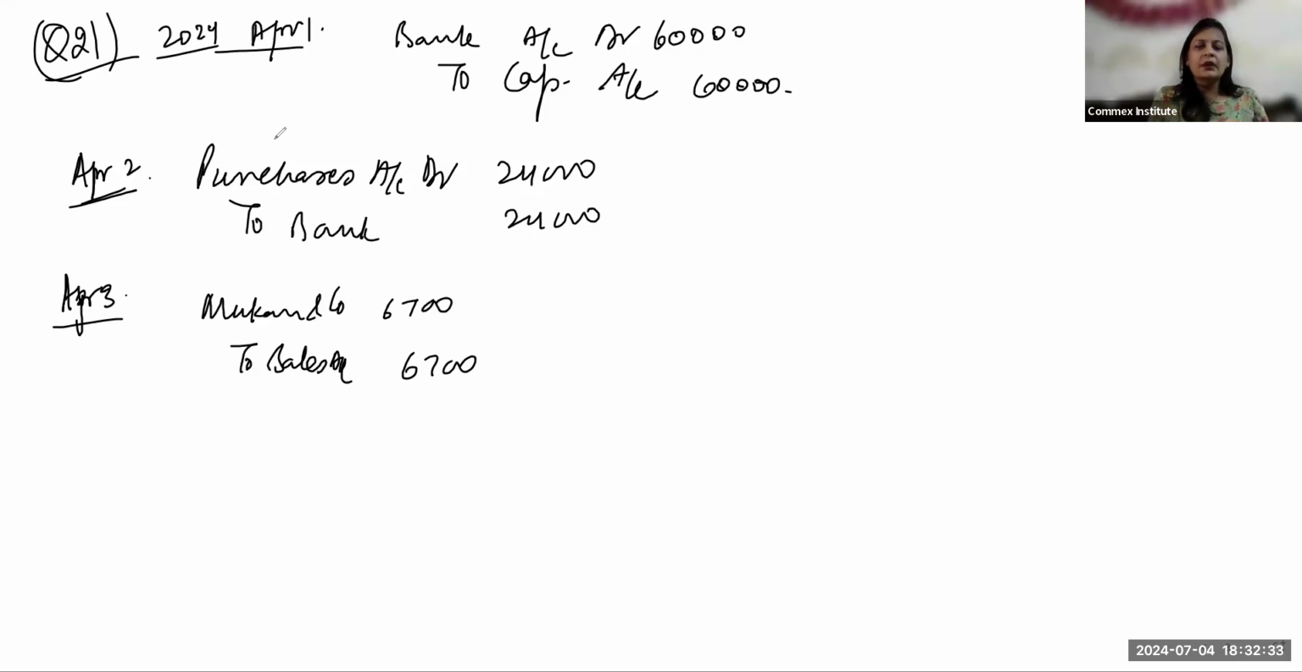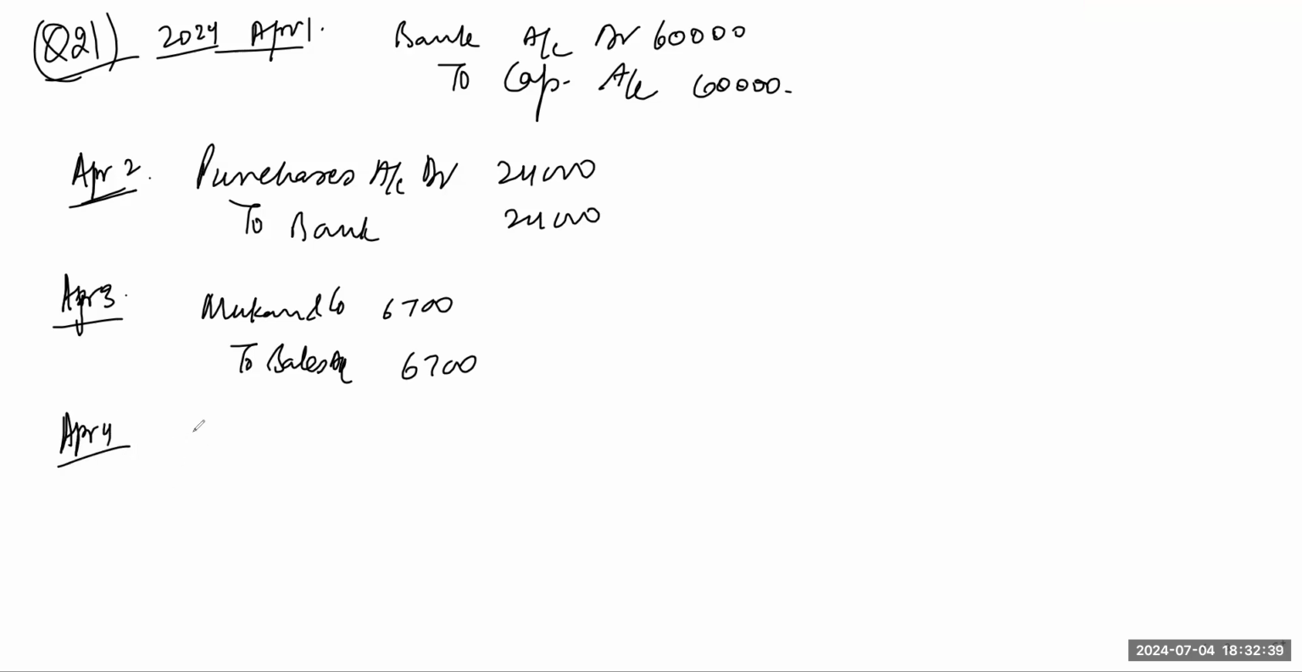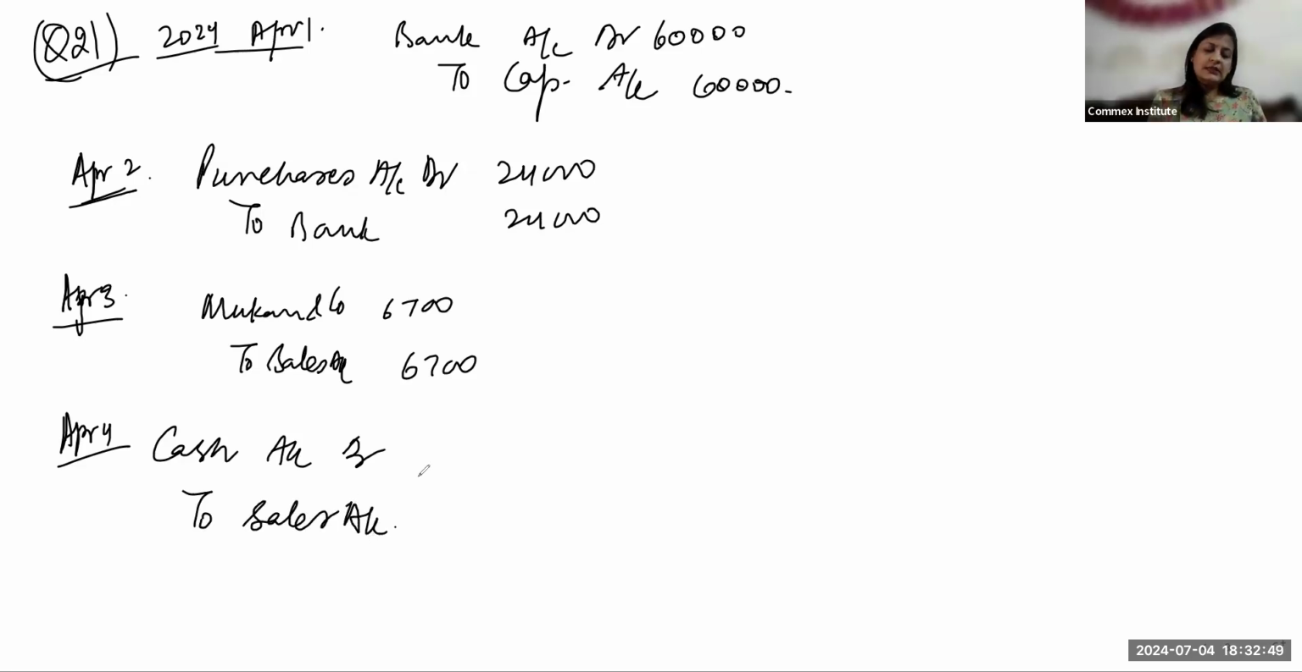Next one, Suparnika. April 4. Ma'am, cash account debit to sales account, 10,900. Yeah, 10,900, 10,900. Correct.